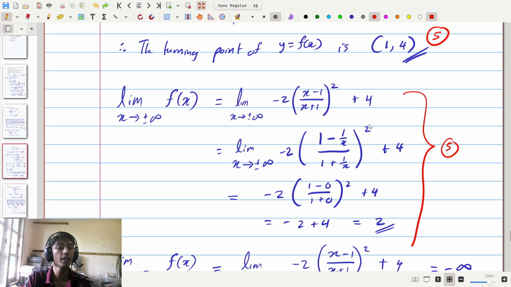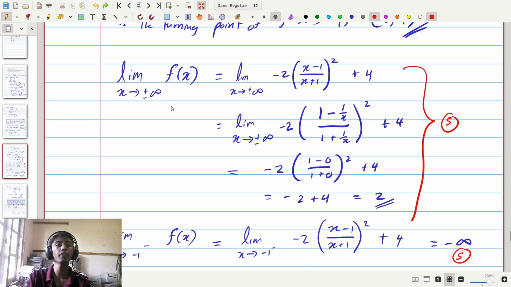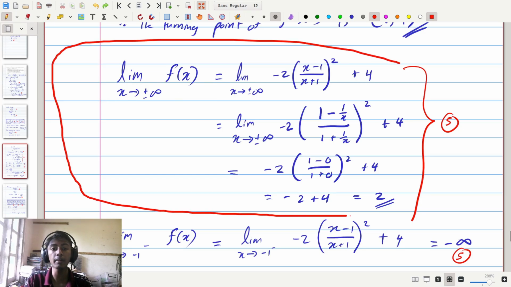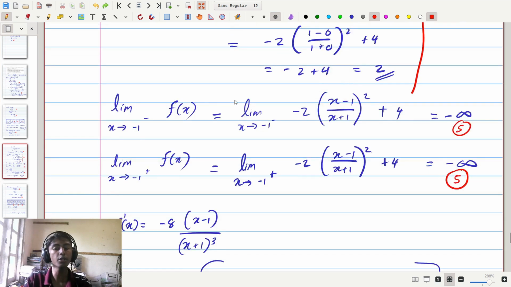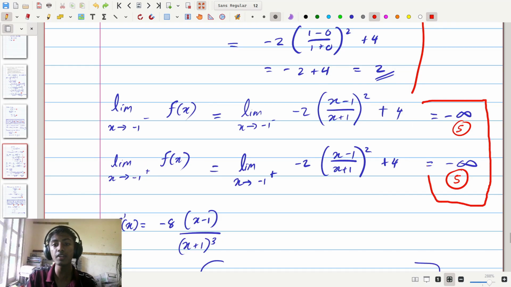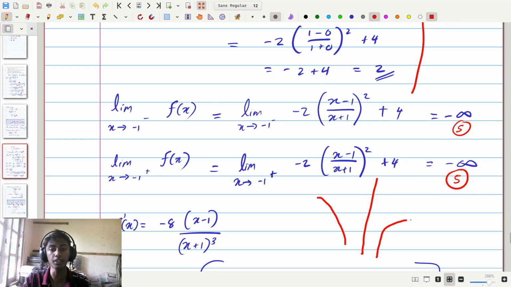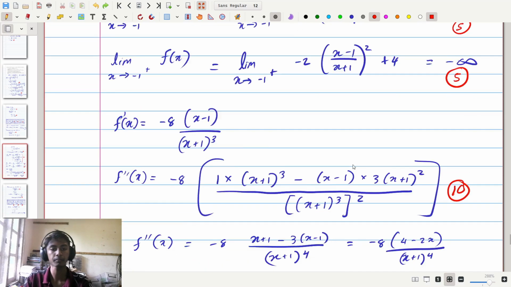Now after that, when you then consider the asymptotes and find x approaches positive and negative infinity, for getting the limit and finding that it's equal to 2, i.e. we have a horizontal asymptote at y equals 2, you get 5 marks. And similarly, when you find the two limits at x equals negative 1 from the negative direction and x equals negative 1 from the positive direction, and find that they're both equal to negative infinity, so the asymptote is going to be looking like this, you get 5 marks for each of them.